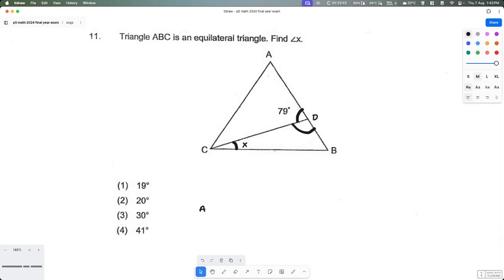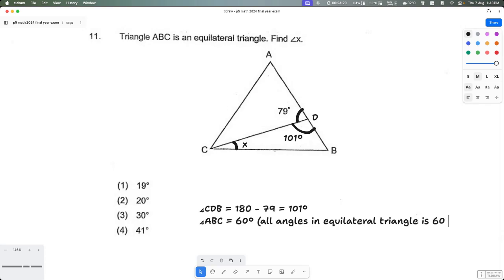So angle CDB is 180 minus 79, and this will become 101 degrees. So in this case over here, this is 101. Since this is an equilateral triangle, angle ABC is equal to 60 degrees. All angles in an equilateral triangle are 60 degrees. Like this. So ABC.